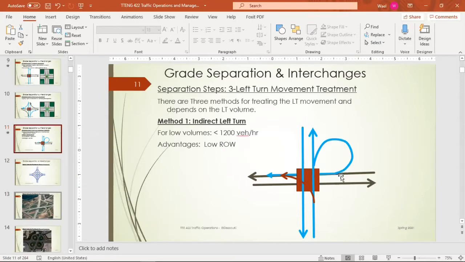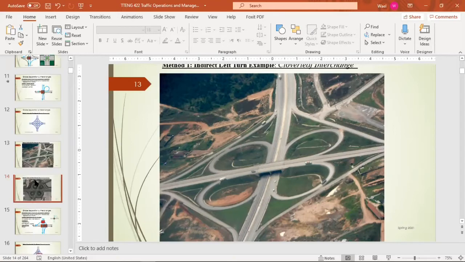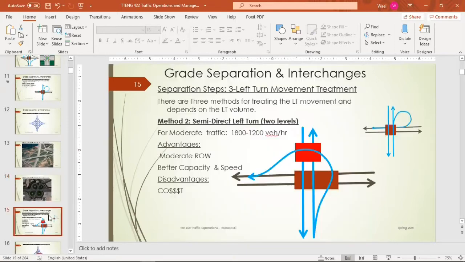واضح؟ This is an aerial photo for a clover leaf where you can see the indirect left turn. Okay, جميل. And this is also a clover leaf showing the indirect left turn treatment. Okay, but when the volume increases, so when we have a higher left turn volume, 1200 to 1800 vehicles per hour, then at this point we go to the semi-direct left turn.